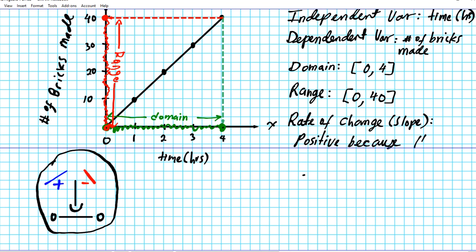the function is doing what? The function is increasing from left to right. It's increasing from left to right.